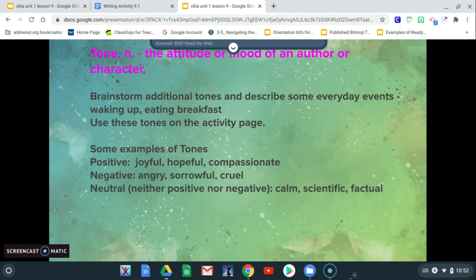You could be, I am so excited. I made my bowl of cereal and I am ready to start the day. Or you could be negative and say, I do not like waking up early and I really don't like eating breakfast. I'd rather go to bed.